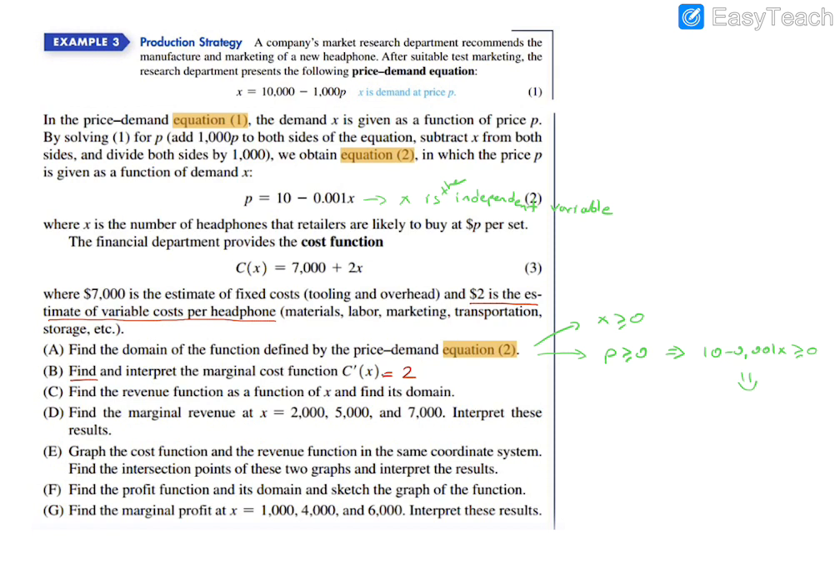Let's look at part C. Find the revenue function as a function of x and find its domain. This is not difficult in my opinion for you. Revenue function equals demand times price. So we know the price with respect to x, so easily you can calculate the revenue. So what is the domain? Let's write first of all. So this is the revenue function. The domain is the same as the price demand equation.